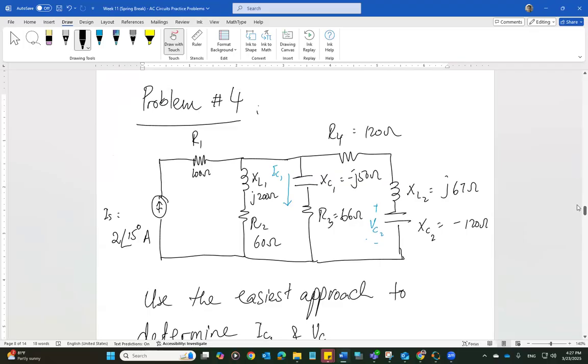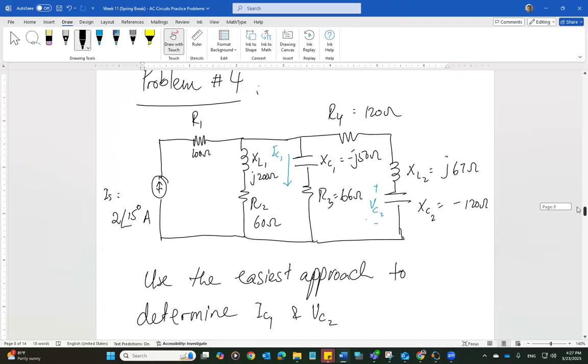All right, problem number 4. Use the easiest approach to find which quantities? IC1 and VC2. So this is IC1 and VC2. Again, observe the problem for a minute before you jump into a specific method that you want to apply. Observe what will be the easiest method and how you're going to find the two quantities that are required.